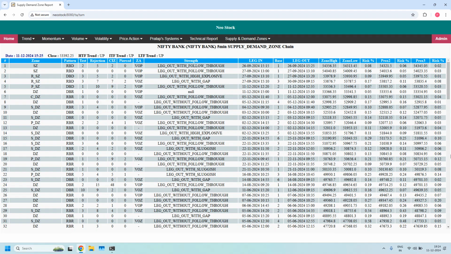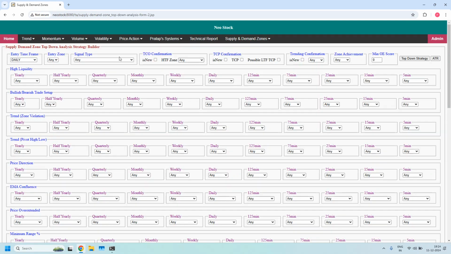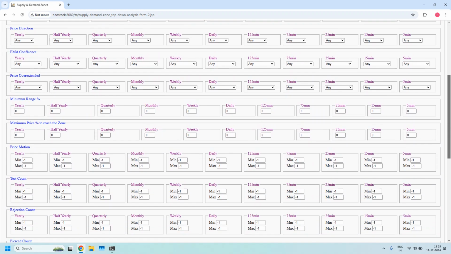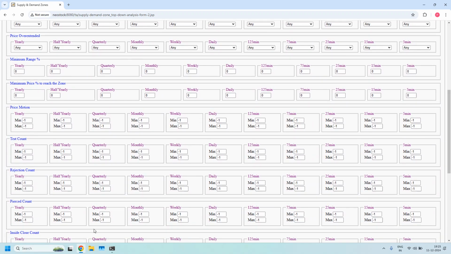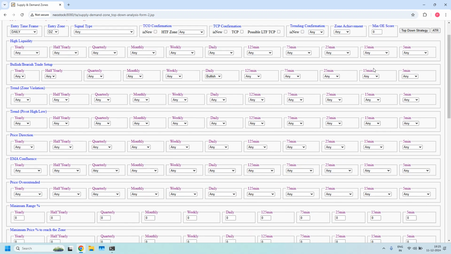So the next set of reports are about bullish and bearish trade setups. First, let us start with bullish trade setup for monthly income trade, entry time frame daily, entry zone demand zone. In bullish or bearish trade setup at daily time frame, I am selecting bullish. This daily demand zone should not be pierced. So in the pierced count at a daily time frame, I am selecting minimum value 0, maximum value 0. That means the zone is not pierced.